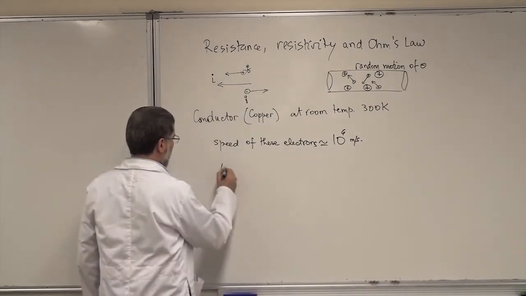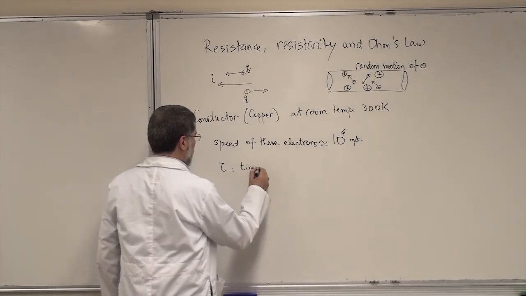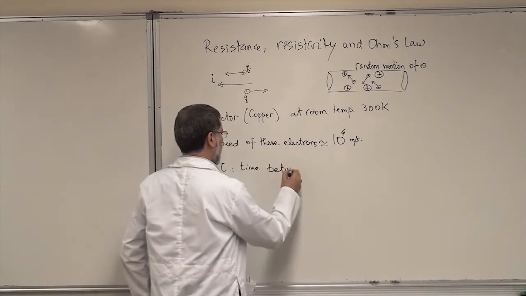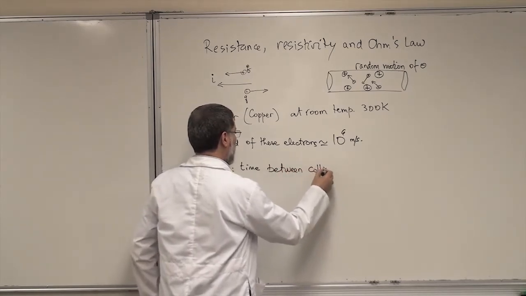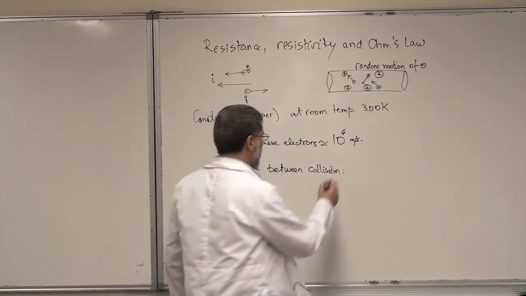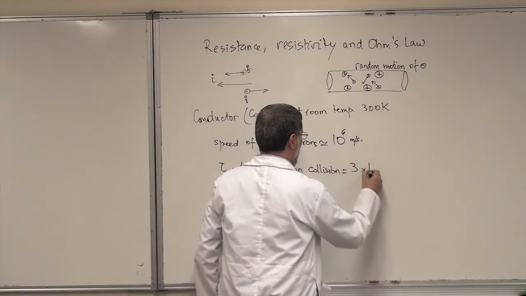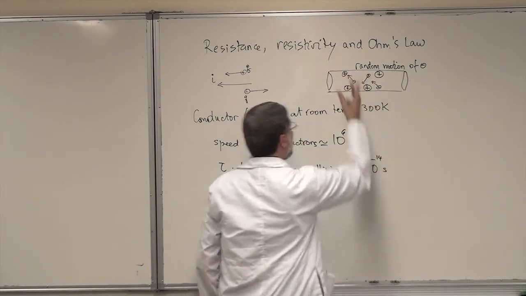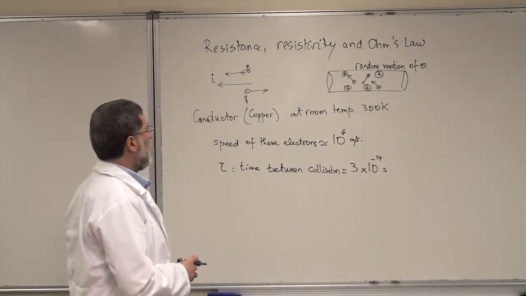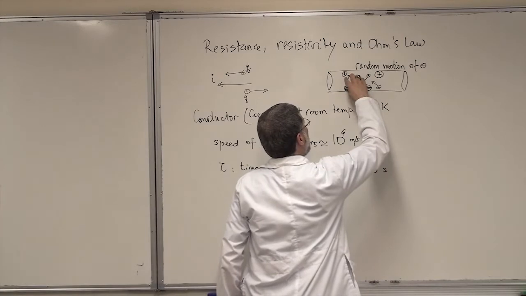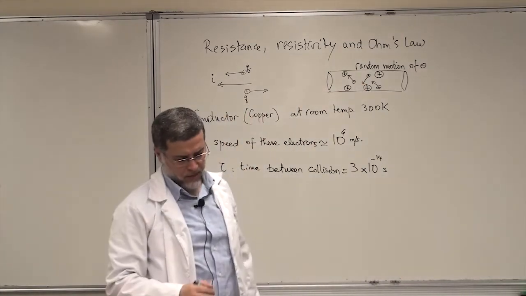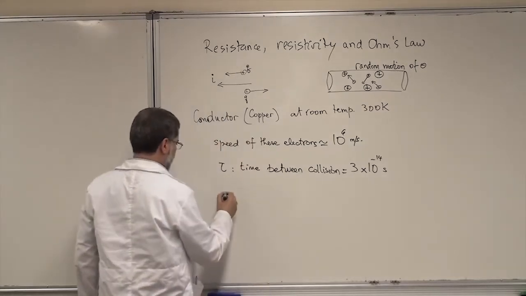The time between collisions, we call it tau, okay? It's around 3 times 10 to the power minus 14 seconds. Remember, these are tiny, okay? That's the time between collisions, between the collision of the electrons with the big ions which are forming the material itself, okay?